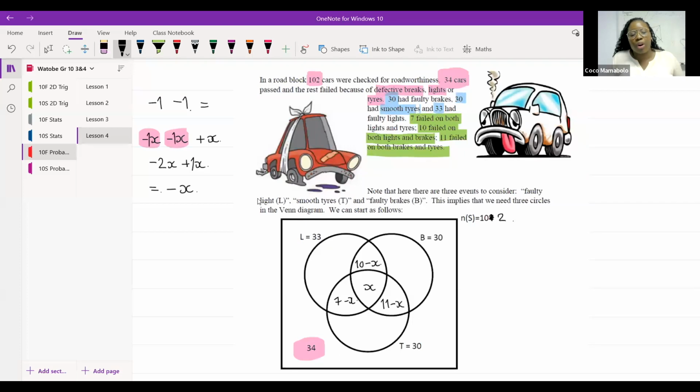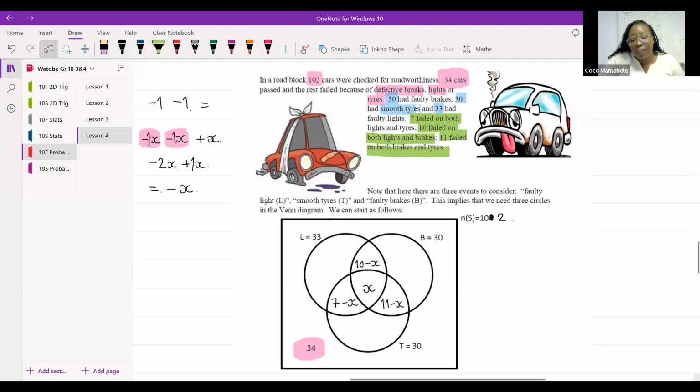Okay, for those of you who are still a little confused as to why we're saying 7 minus x, 10 minus x, okay, let's think about this. If we have three cars that failed all three tests, and they're telling us that 7 of them failed lights and tires, we know that because there's 7, we've already counted 3, which means this would have to be 4. But now, because we don't know what this number in the middle is, we're calling it x, which means if we want to figure out how much of that 7 was, we need to go 7 minus x.